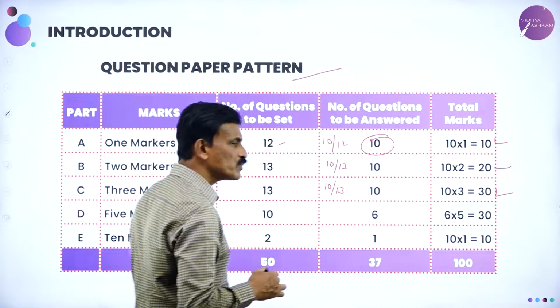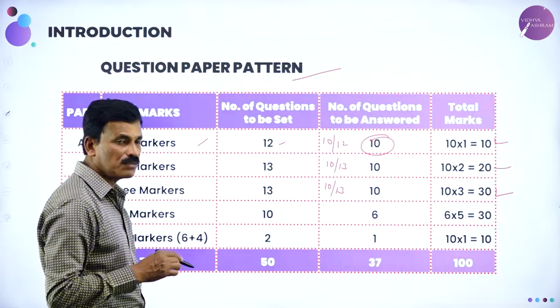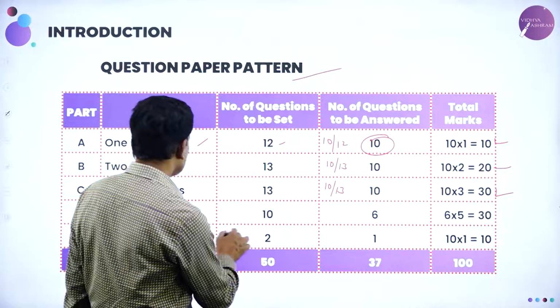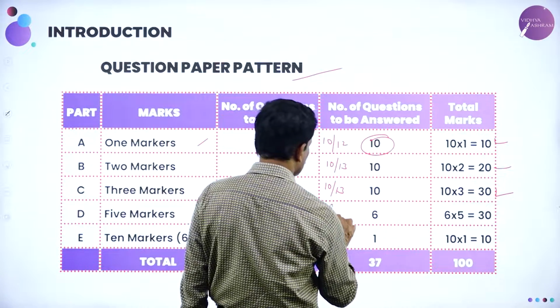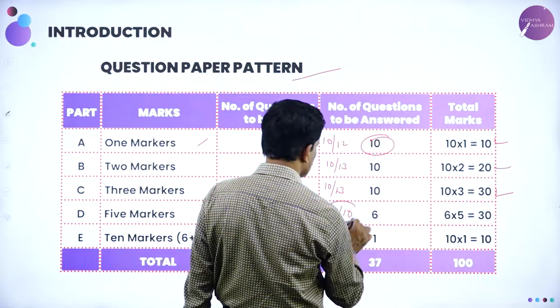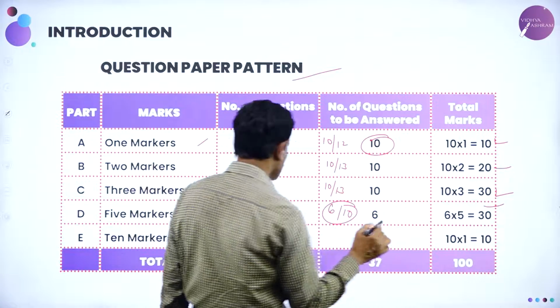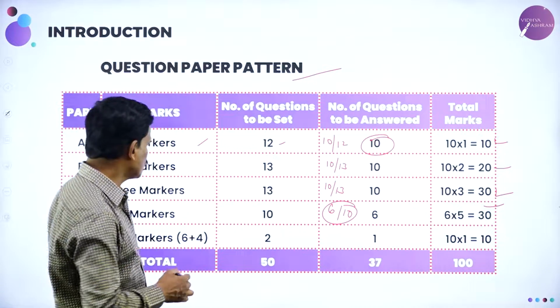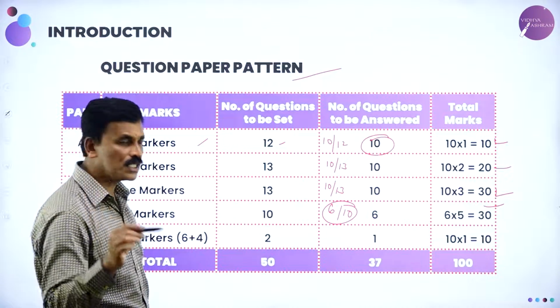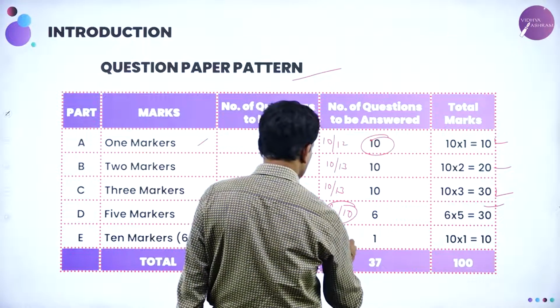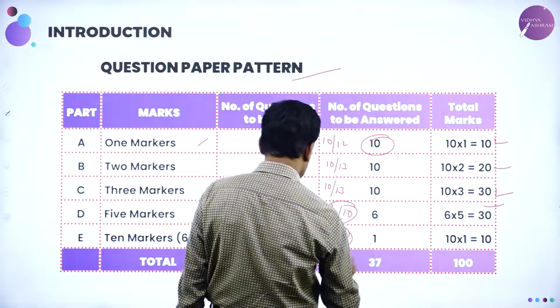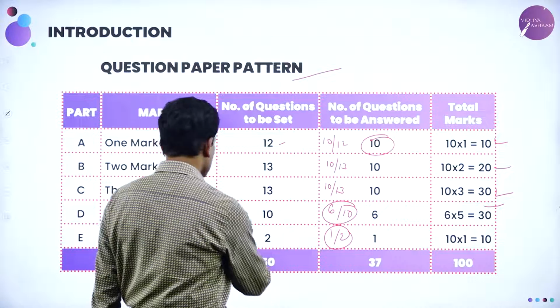And even for 5 marker questions, these are essay type questions. In essay type questions you are going to answer 6 questions out of 10 questions, 6 out of 10, 5 sixes are 30. And the last, very long answer type questions, 2 questions will be there, in that you are going to answer only 1 question out of 2, that is of 6 plus 4 marks pattern.